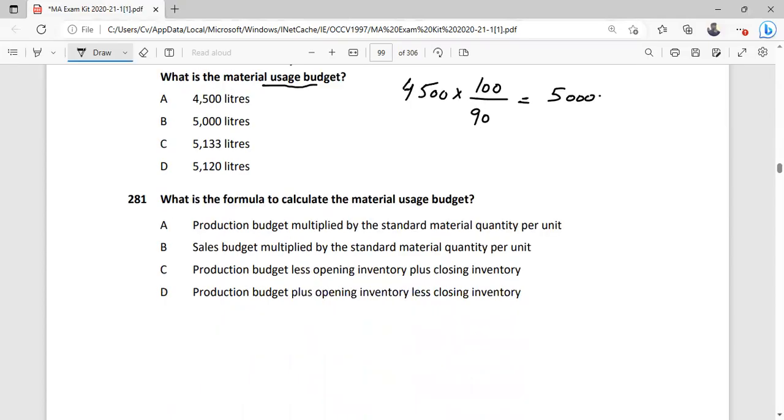What is the formula to calculate budgeted material usage? Budgeted material usage is equal to material usage per unit multiplied with budgeted production unit. So budgeted production unit, or the production budget, multiplied with standard material quantity per unit. So A is the right answer.